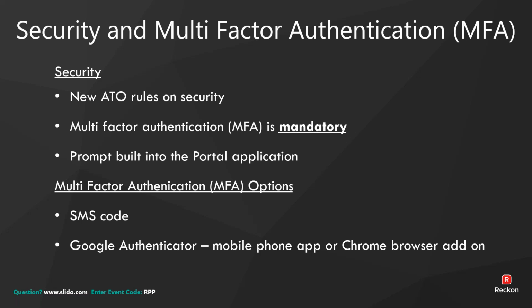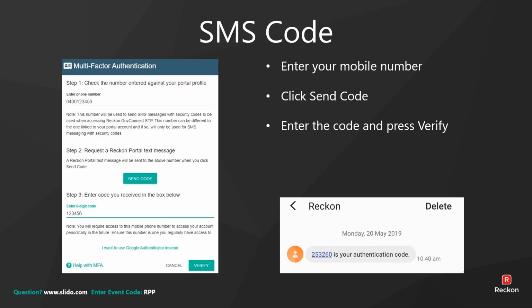We have three ways that we can do the MFA code. We can do the SMS code, and then we've got the Google Authenticator for the mobile phone or the Chrome browser add-on. The first one that comes up is the SMS code. If you've got your mobile number entered on the profile on your portal account, it's going to pre-fill with that. If you're using a landline, it's going to ask you to put a mobile number in there. Click on send code, you'll receive the code, type it into the box and click on verify, and you will then be accessing the portal, or GovConnect I should say.